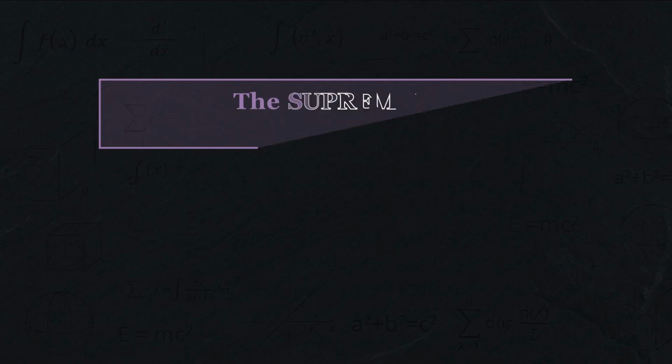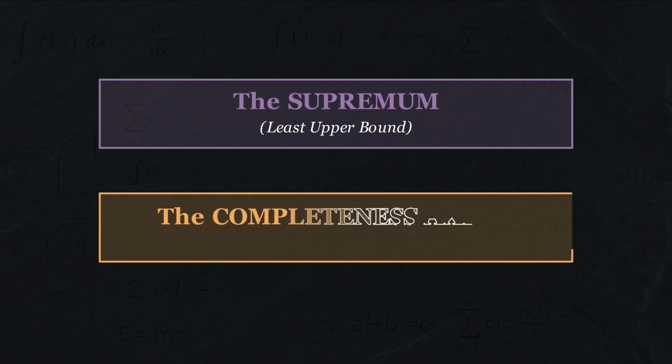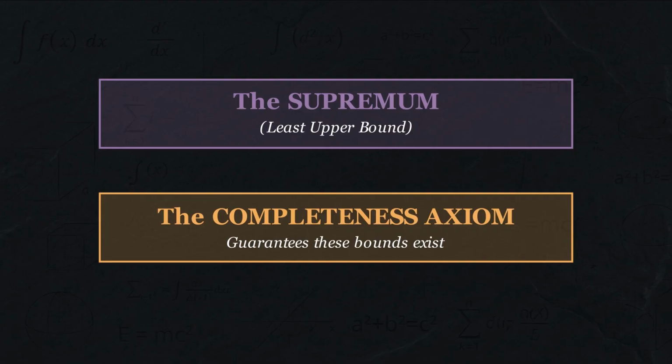This leads us to one of the most powerful concepts in all of real analysis, the supremum, or least upper bound. And the axiom that guarantees these bounds always exist, the completeness axiom. These ideas will give us the tools to handle irrational numbers with precision, and they form the bedrock upon which all of calculus is built.